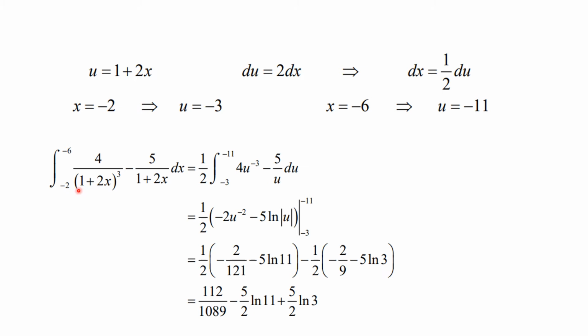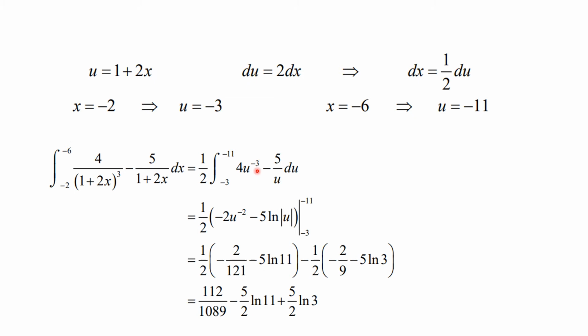By the way, that integral looks like it's running backwards, right? But it doesn't matter. You compute it anyway. So as x goes from minus 2 to minus 6, u goes from minus 3 to minus 11. What happens is that the substitution works. Magic happens. We just pull the 1/2 through the integral, and we have this.